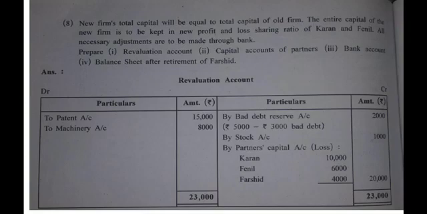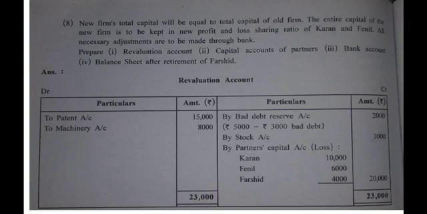Okay, so what is the process of totaling? On debit side of revaluation account, it is 15,000 plus 8,000, which is 23,000. So 23,000 minus 2,000 minus 1,000. What is the amount of difference? It is 20,000. Total of which side is more?